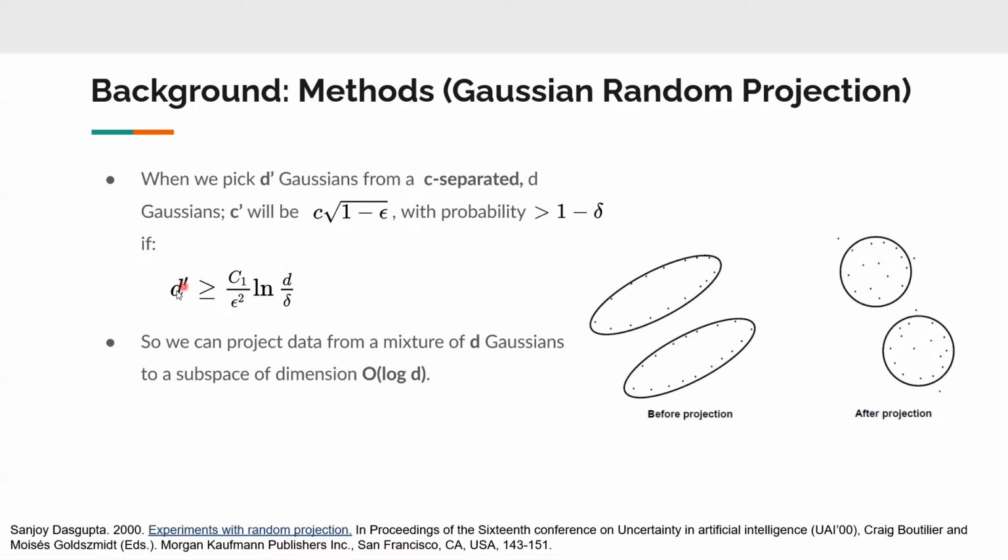After defining our D prime, we say that we can project the data with D Gaussians to a subspace of dimension log D. So this is the greatest advantage of Gaussian random projection. And another advantage is that when the data is skewed, not spherical enough, we can represent our data with spherical Gaussians, which is very easy to compute.